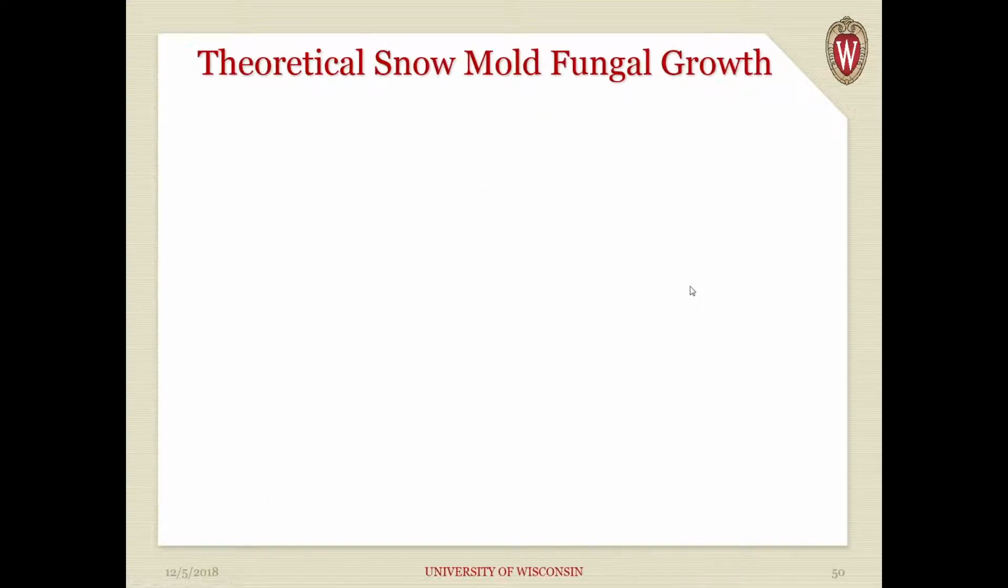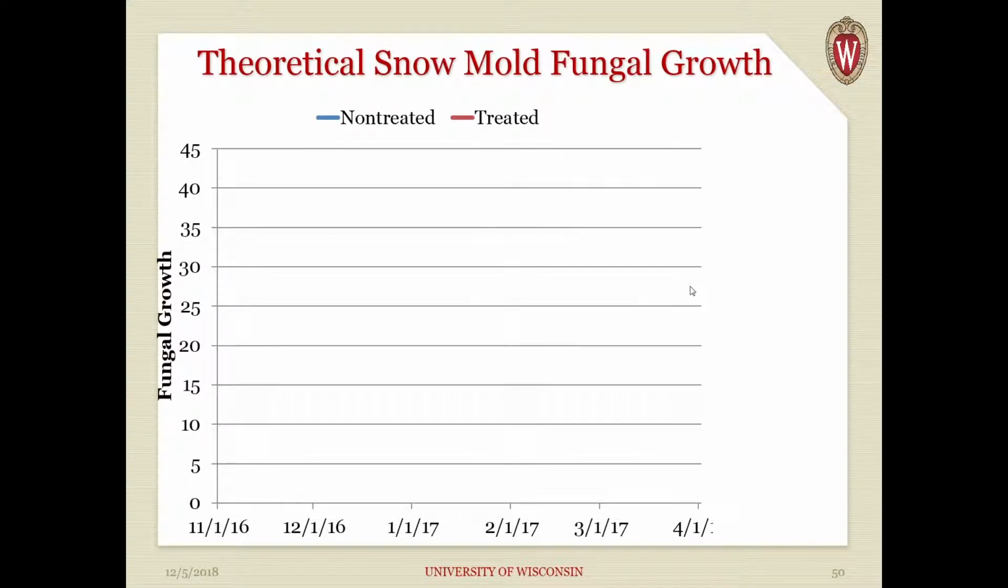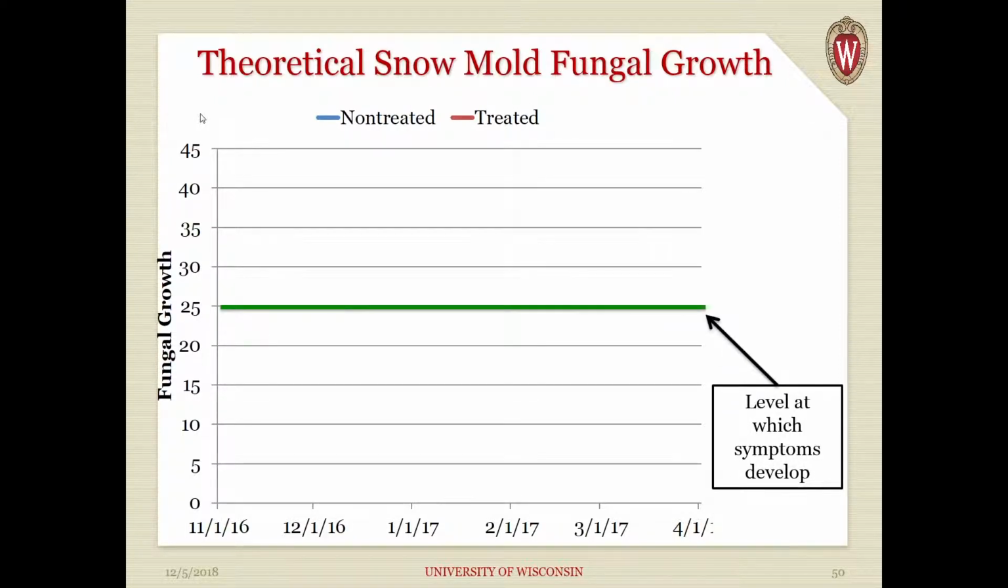And to illustrate this point, I've made up this graph of theoretical snow mold fungal growth. These numbers don't mean anything. These numbers over here on the left are just numbers I made up. Let's say now that the amount of snow mold fungi required to cause symptoms is at this level of 25. So if we have a non-treated plot, it's going to start growing somewhere in the late fall, early winter, and over time, if the environment is conducive, just grow, and eventually get on the plant, get inside the plant, and cause symptoms.